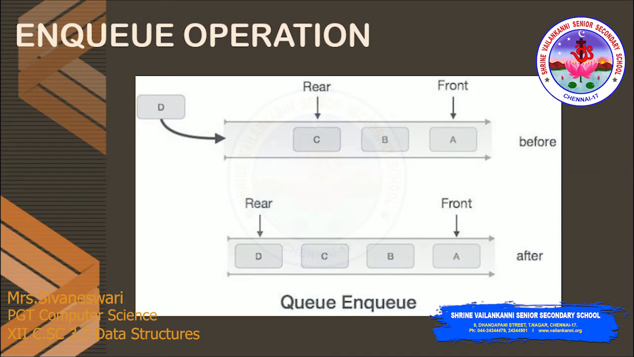Here we already have A, B, C inside. The first element which was inserted was A, then B, then C. That's why the rear position shows C as the last element. Now what happens when we try to insert D? Rear is incremented by one more position and D is inserted.